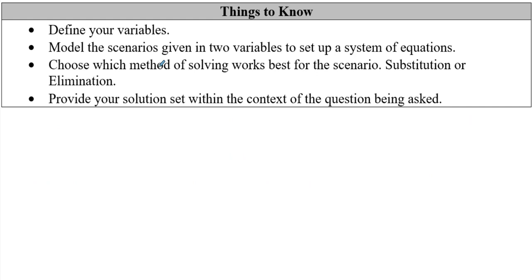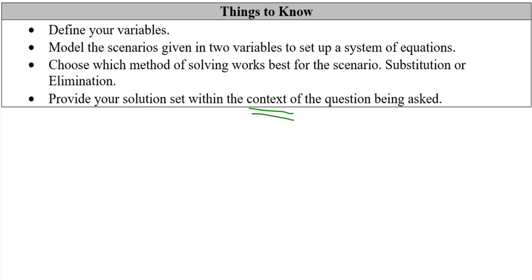These few steps right here are some good ones to go by. Anytime you model an equation, the first thing you should do is define your variables. Before we modeled with one variable, now we are modeling with two, and we're actually going to model two equations. So after you define the variables, go ahead and model based on the key words that it gives you as far as choosing what type of operations. And then we're going to choose which method of solving works best for the scenario, be it substitution or elimination, and then of course provide your solution set, but do so within the context, right? So if it says how many hamburgers, write how many hamburgers.